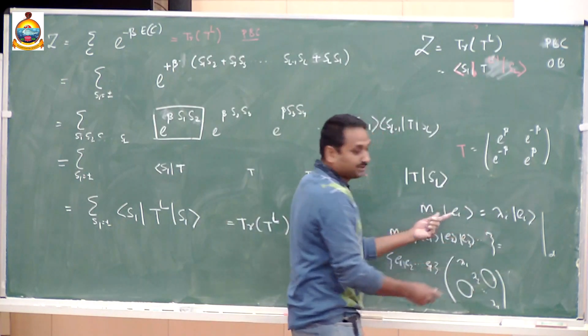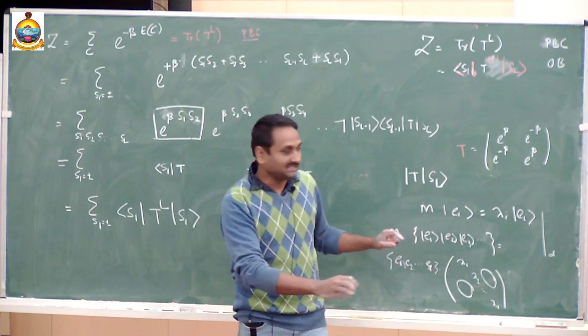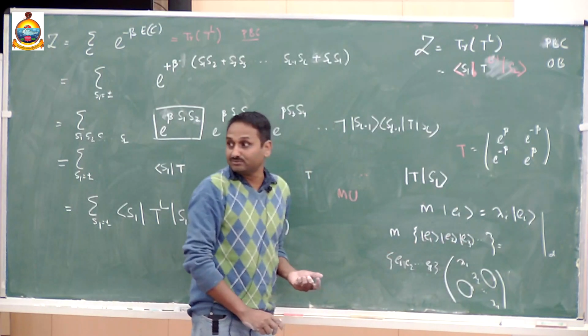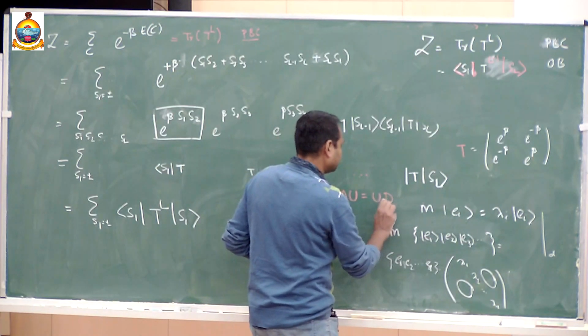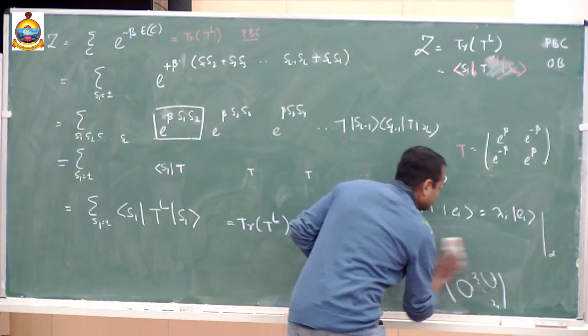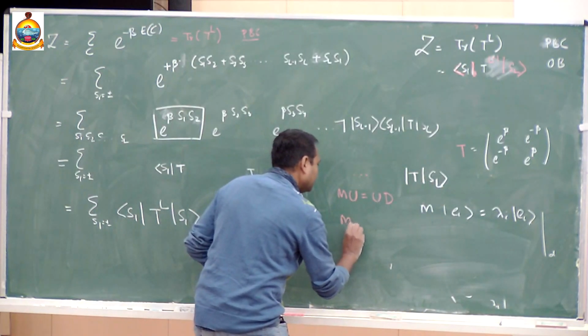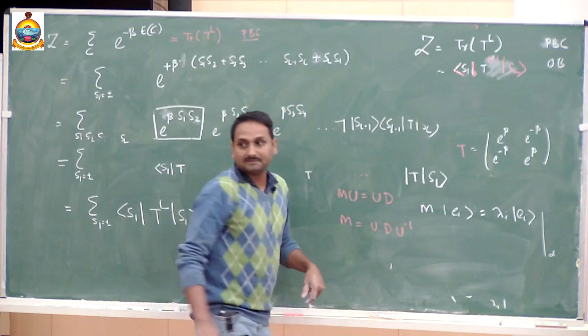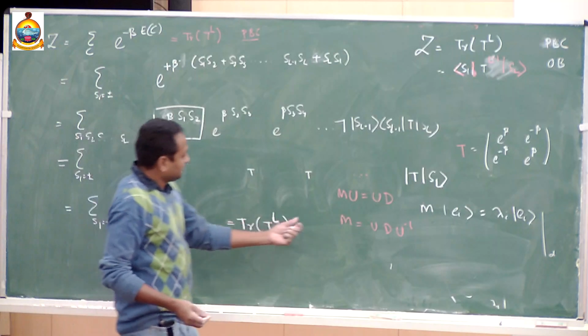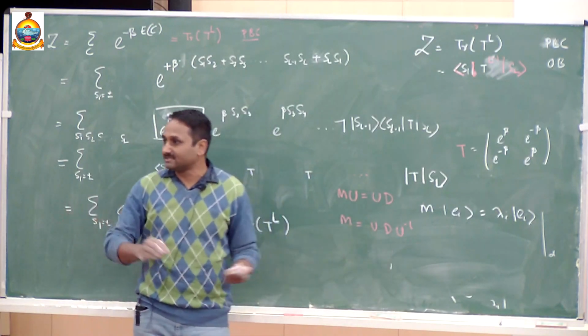So the eigenvalue equation can always be written as MU equals UD. If you call this matrix U, that's the same thing as the eigenvalue equation. Now if that is the case, then M equals U D U inverse. Maybe in very frustrated situations you may not have an inverse, but those we skip, not for today. Otherwise M can be written as U D U inverse. That's what you call a similarity transformation.